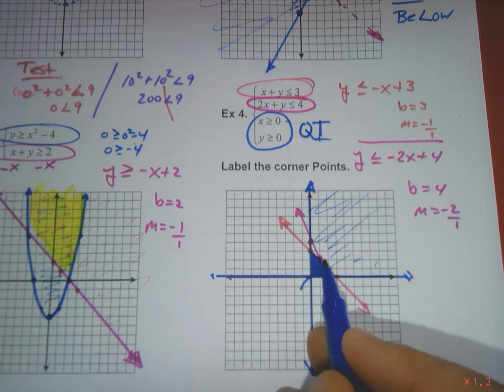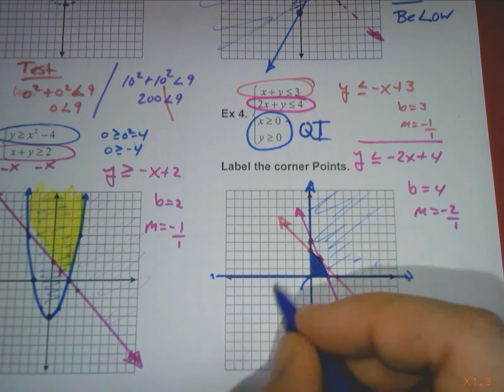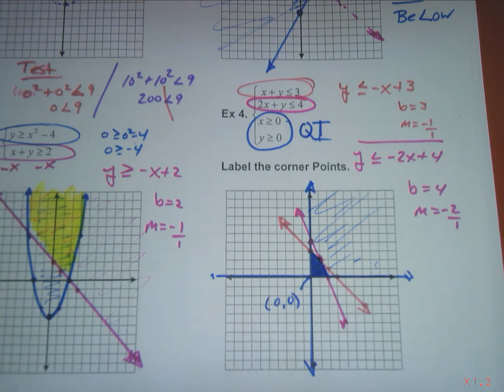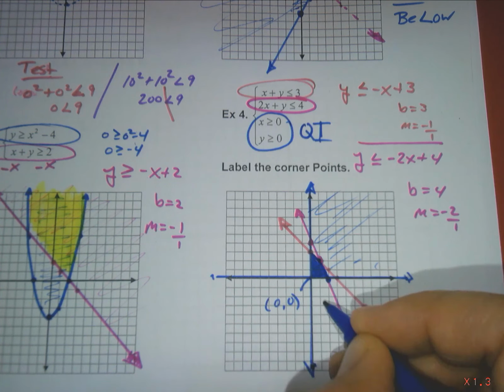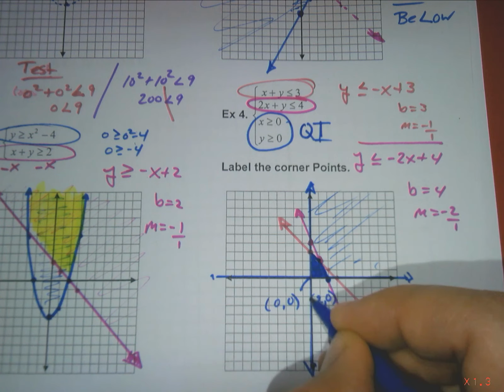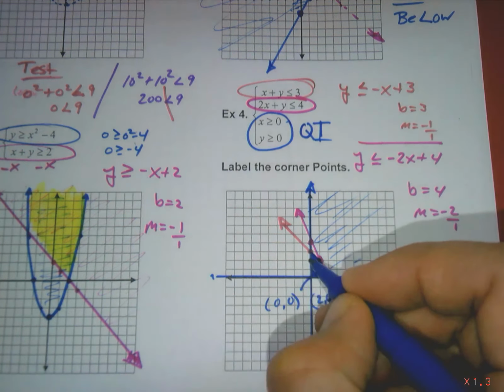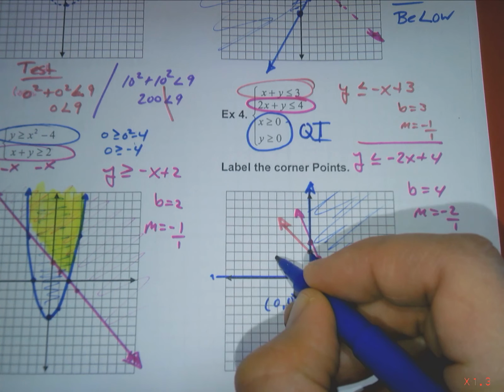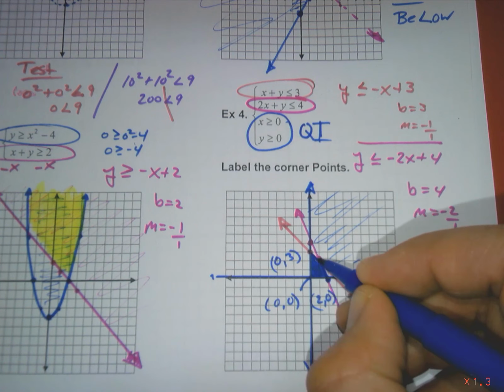So we have 4 sides, which means we have 4 corner points. We have this guy right here at 0, 0. We have this guy right here, which is over 1, 2. So that's 2, 0, not 0, 2. We have this guy up 1, 2, 3. So that's 0, 3. And then the last one is over 1, up 2.